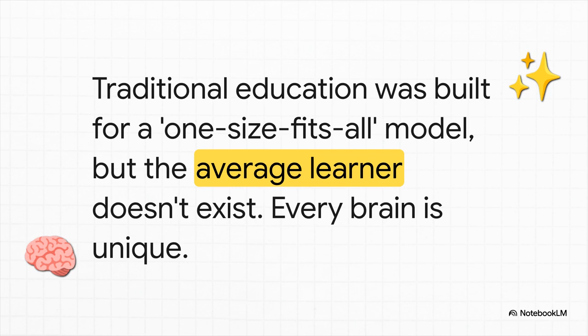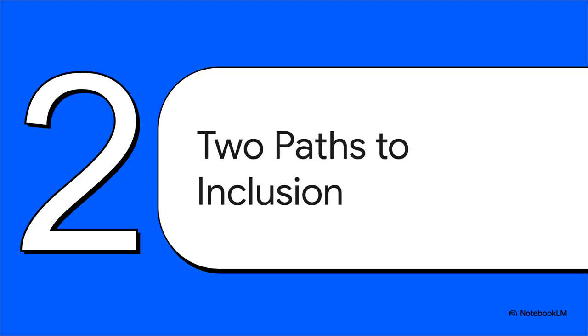But here's the thing that modern research makes crystal clear. There is no average brain. It just doesn't exist. It's like fingerprints. Every single one is unique. Every student walks into a classroom with their own mix of strengths, challenges, and interests, and that's a concept we call learner variability. So, what do we do about this?